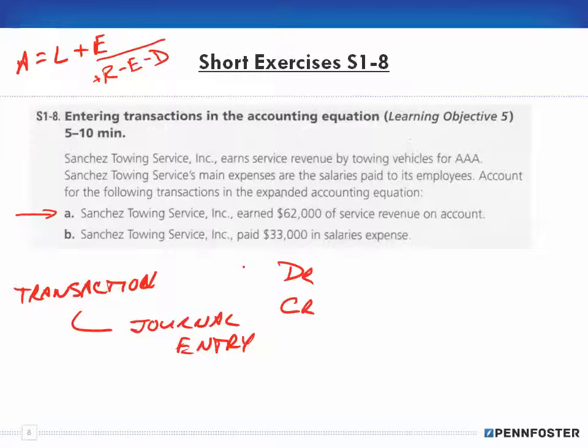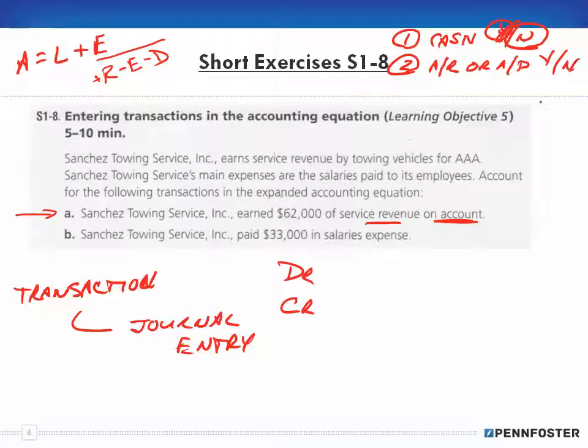So with that little bit of philosophy, when I'm working through a transaction, the first thing I ask myself is, am I affecting cash? And my answer is going to be either yes or no. In a previous exercise, you saw what happens when we answer yes. Well, in this particular case, it says I earned 62,000 of service revenue on account. Well, I'm not affecting cash. If I don't affect cash, the second question I ask myself is, am I affecting accounts receivable or accounts payable? And that's going to be a yes or no answer also.